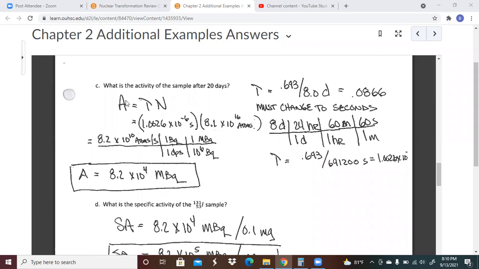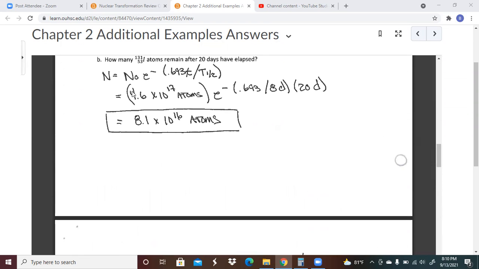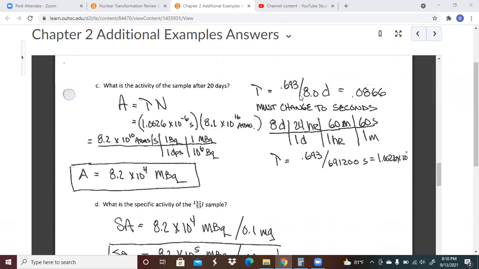So what is the activity of the sample? The activity is going to be related to lambda times the number that we have. So we're going to have lambda equal to this. We know what the number is because we just computed that up here. We go through, we do the computations to change days into seconds. And when we do that, we end up with 0.693, and rather than 8 days, it's 691,200 seconds. So we know what lambda is in per seconds. We know what the number of atoms are, so we know what the activity is because it's that number of atoms per second that are decaying.